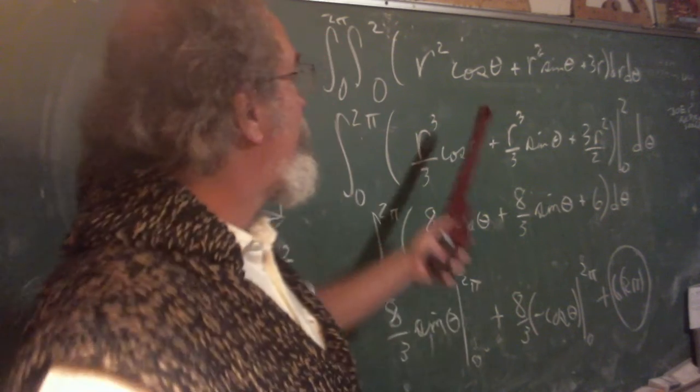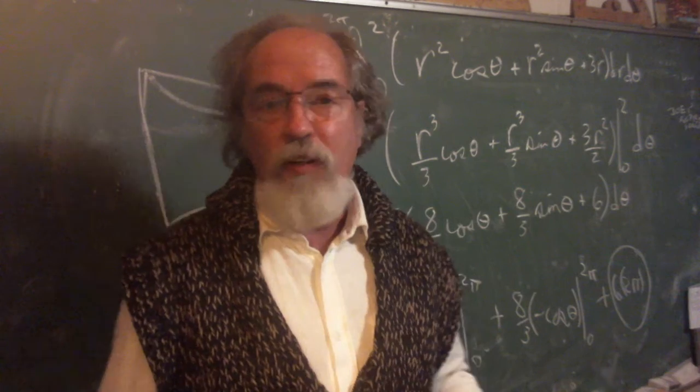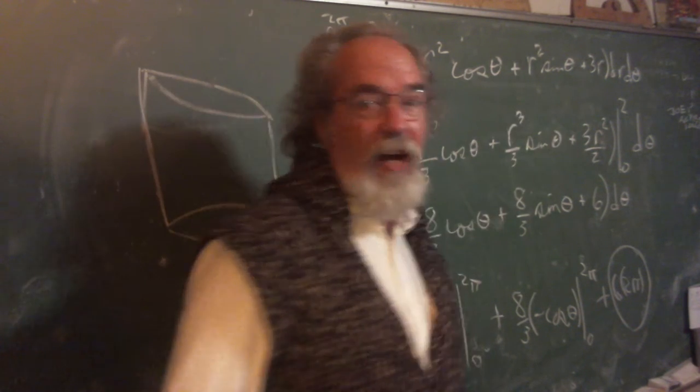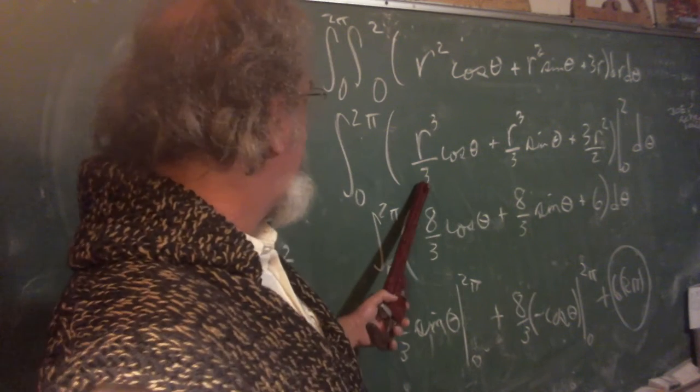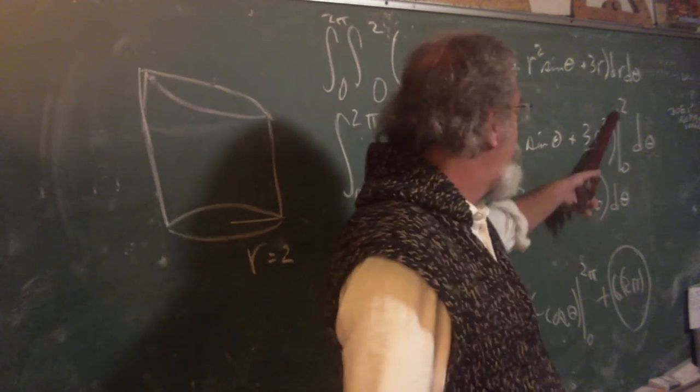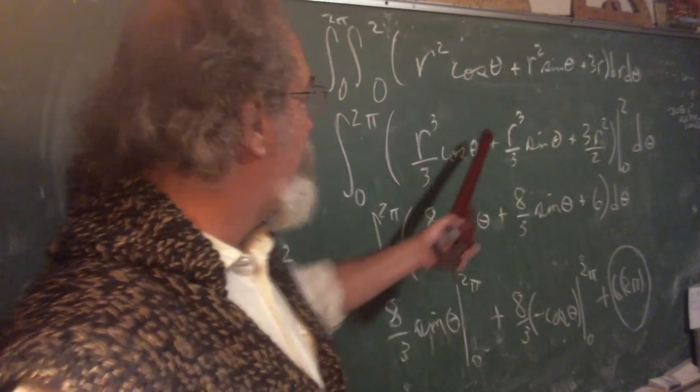All I have is, since this is dr, that cosine theta is like a 5. I'm just integrating r squared. I'm integrating r squared. I'm integrating 3r. Piece of cake. So that's the integration of the r squareds. There's the integration of the 3r, evaluating from 0 to 2. So it's really just put in the 2 for each of these r's.